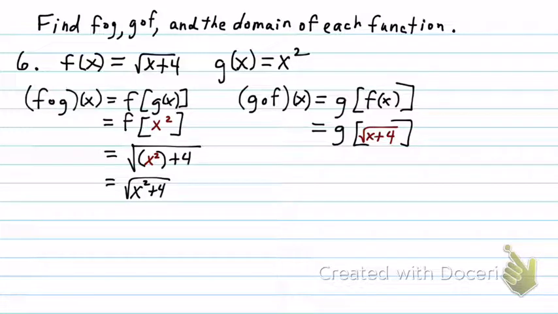g of f of x is the square root of x plus 4. So what does the g function do? Well, it squares our input, and the input is the square root of x plus 4. Now remember, taking a square root and squaring are opposites. So this is going to equal x plus 4.